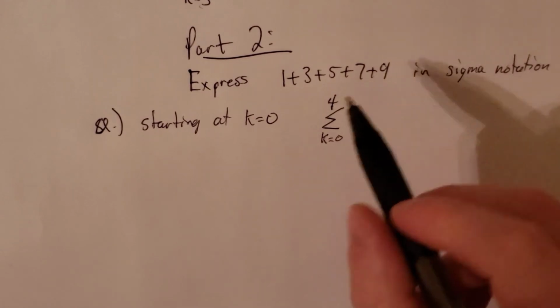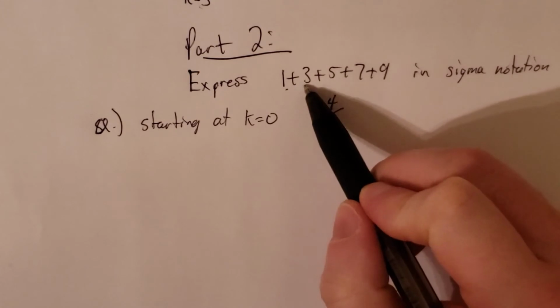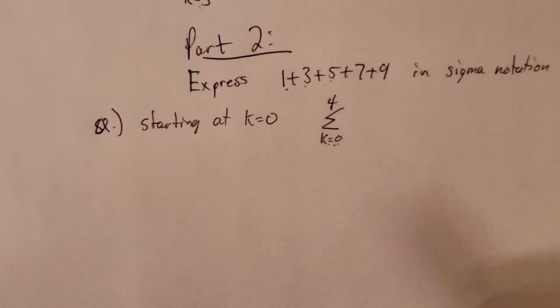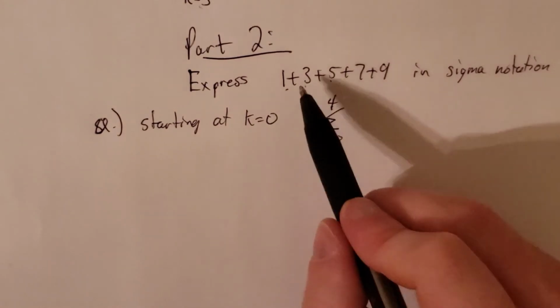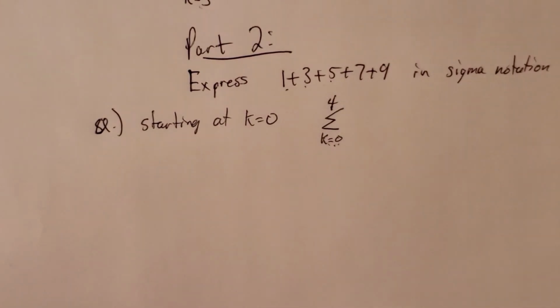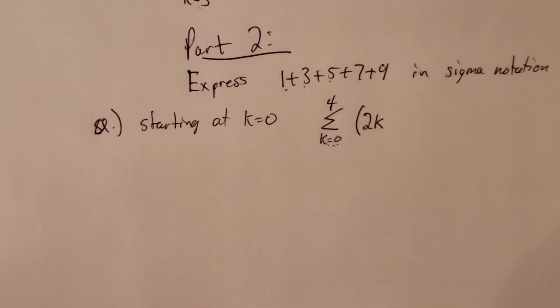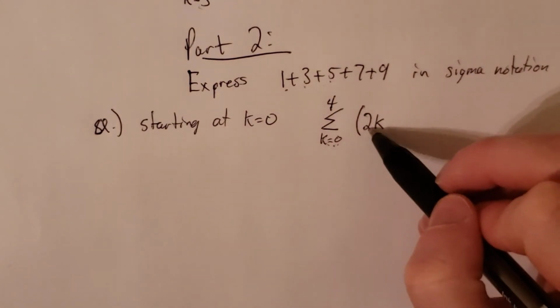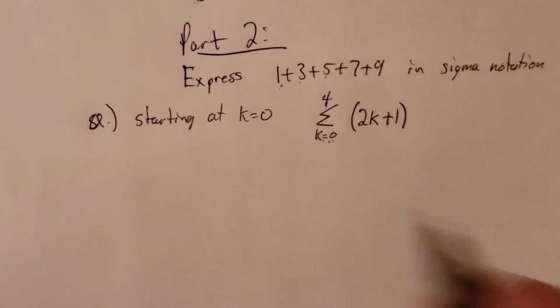And then we need some formula that will turn k equals 0 into 1, k equals 1 into 3, k equals 2 into 5, and so on. Notice that as k increases by 1 each time, this value increases by 2 each time. So that should tell us our slope should be 2. So we get 2k, and then we have plus or minus something which we should determine by just plugging in k equals 0. If we plug in k equals 0 here, 2 times k is 0. So we would have to add 1 to get this first term.